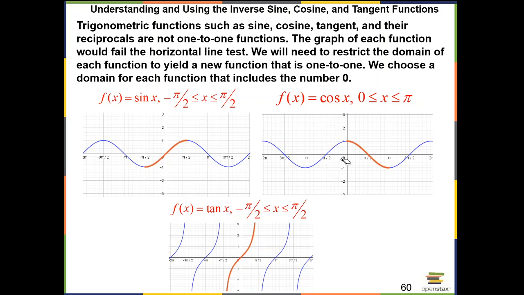So cosine, the same thing, you see, it doesn't pass the horizontal line test, right? You see, it doesn't pass that. So what do we do? We pick a part of it, and we don't have to think too hard about which part because people have already done that for us. So we have to pick a part that includes 0.